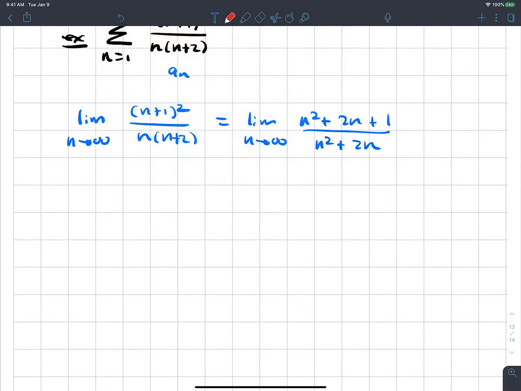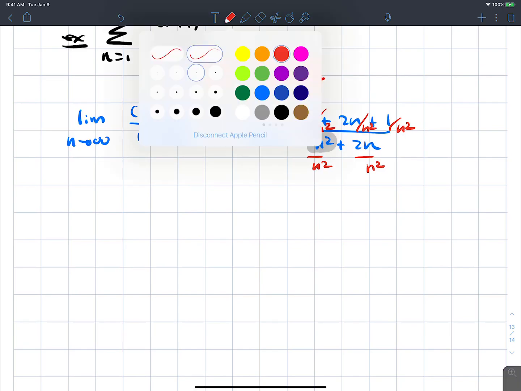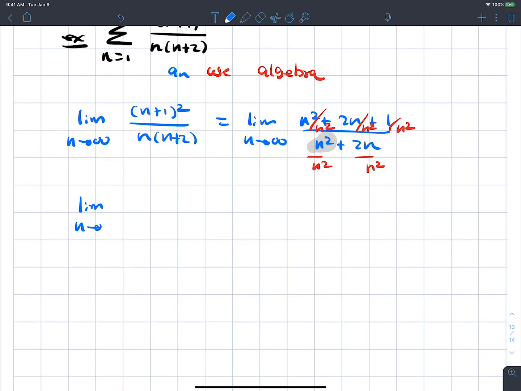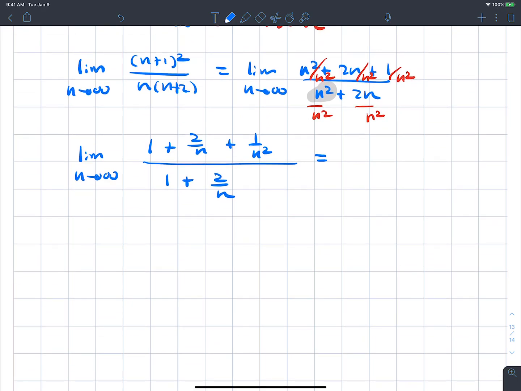Okay, so I'm going to use that very famous phrase I like using: use algebra. Now this is a Calculus 1 question. You divide again by the highest power of the variable in the denominator, and that here is n squared. So we divide every term by n squared. The limit as n goes to infinity of 1 plus 2 over n plus 1 over n squared, everything over 1 plus 2 over n. By properties of limits, the limit is 1 over 1, which is just 1.